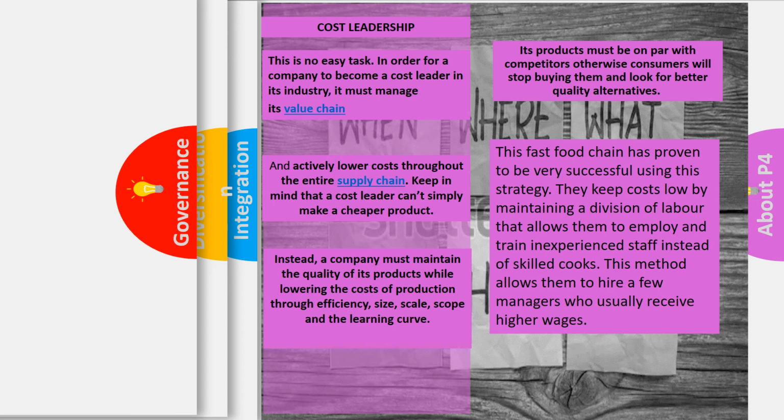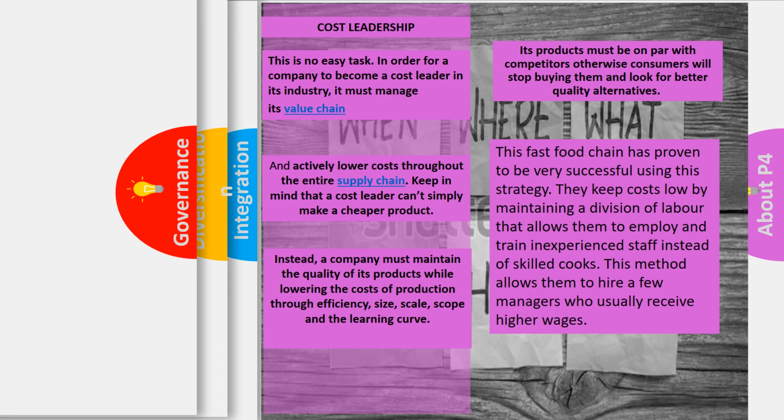If we look at the fast food chain, it's proven to be very successful using this strategy. They keep costs low by maintaining a division of labour that allows them to employ and train inexperienced staff instead of skilled cooks. This method allows them to hire field managers, who usually receive higher wages. So we see cost leadership in terms of McDonald's. McDonald's is very successful, also establishing their franchise system to increase their market share.